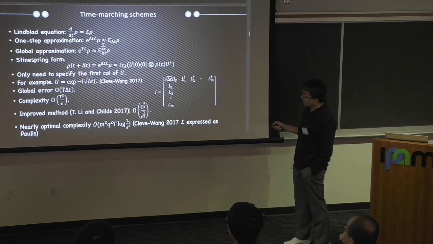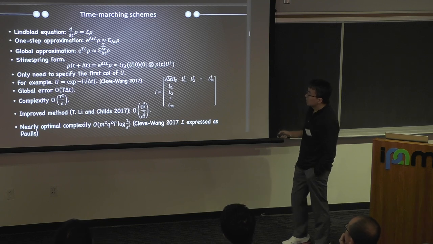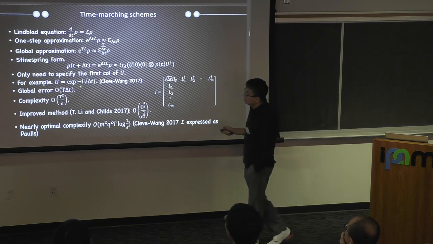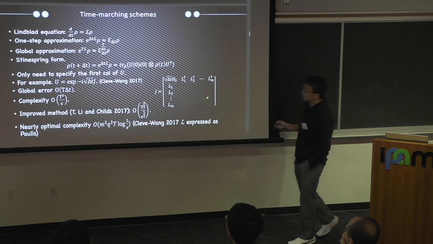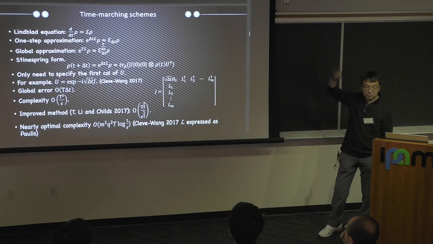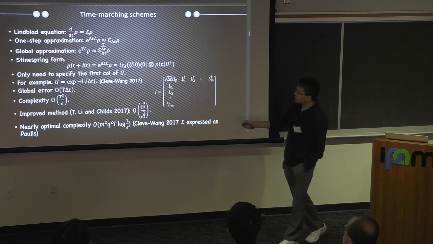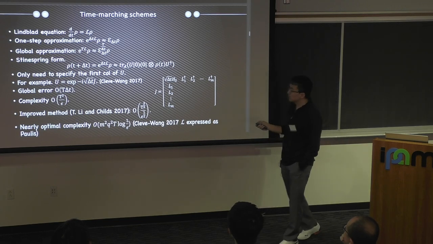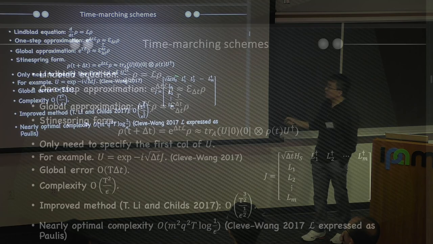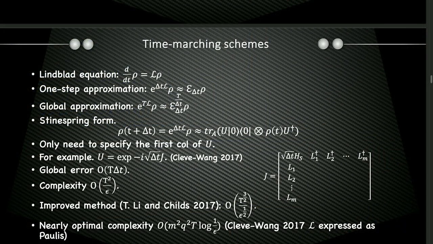slightly bigger dimension, and in that larger space, you follow a unitary dynamics. And this unitary dynamics is driven by this particular Hamiltonian, where you take all the jump operators and line them up in the first column and the first row so that you make a Hamiltonian out of it. You can do this part separately, but you can also keep it in here. And this has an error that's only first order, so the global error is going to be t delta t, but this is still a very neat algorithm.